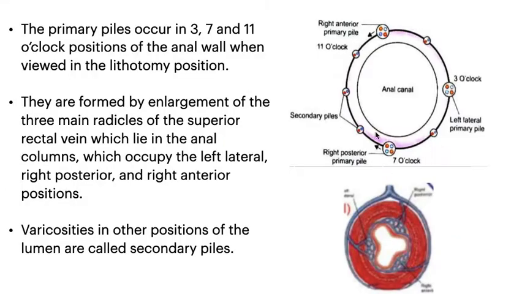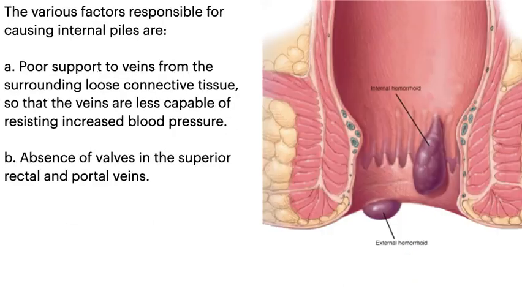So, as we have done before, the primary piles occur at the 3 o'clock, 7 o'clock, and 11 o'clock positions in the anal wall when viewed from the lithotomy position. They are formed by enlargement of three main radicals of the superior rectal vein, which lie in the anal column, and occupy the left lateral, right posterior, and right anterior positions. Varicosities in the other positions are termed secondary piles.